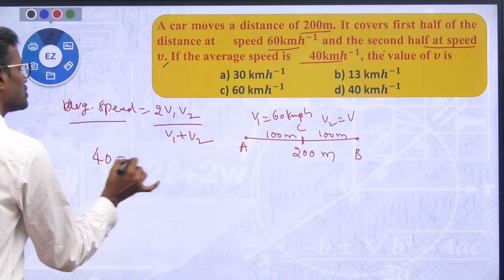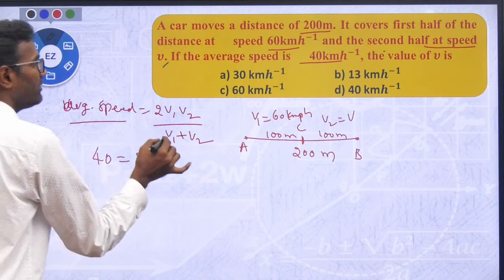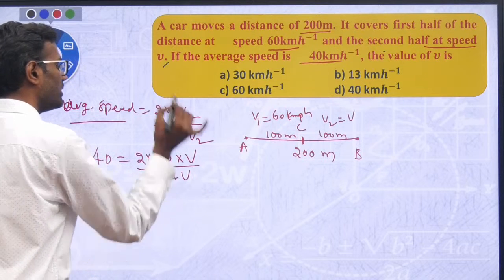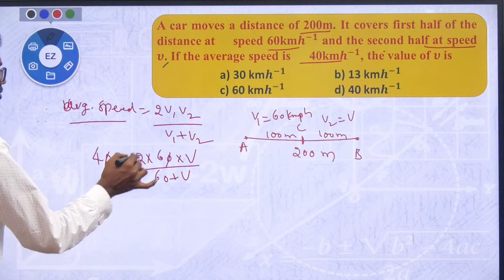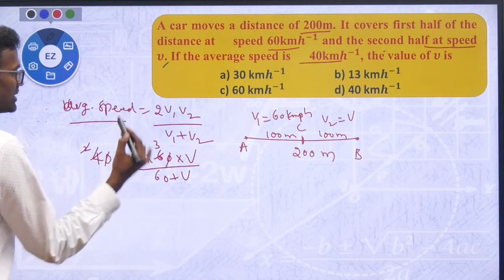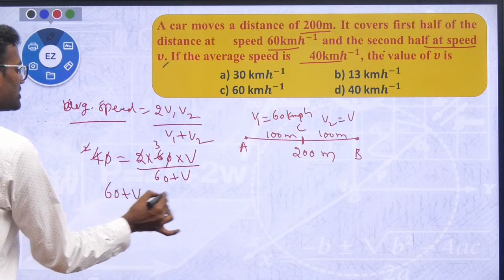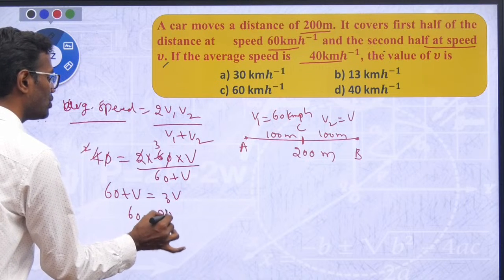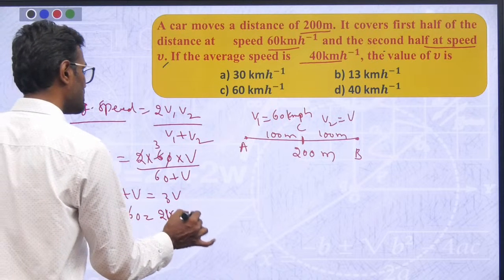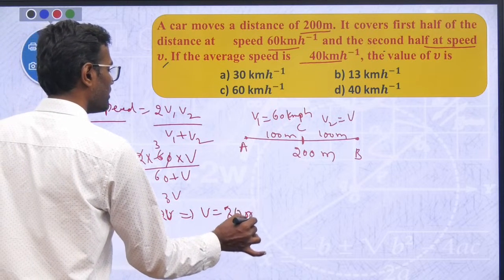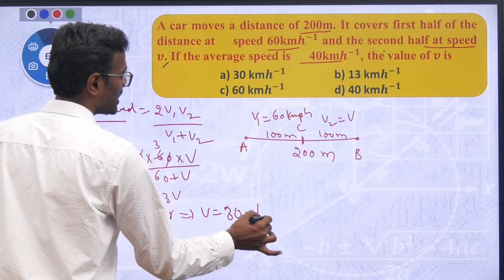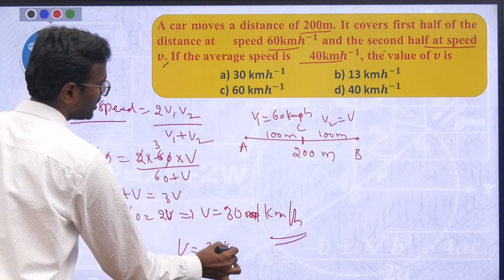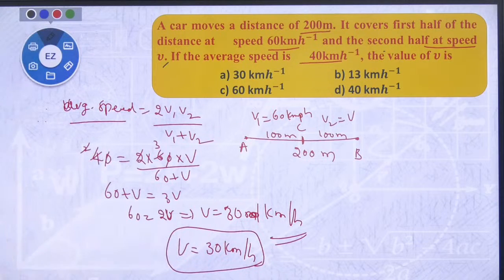40 is equal to 2 times v1, which is 60, times v2, which is v, divided by 60 plus v. So the zero cancels, and 2 ones are 2, 2 twos are 2, 2 threes are 2. Now do cross multiplication. 60 plus v is equal to 3v, then 60 is equal to 3v minus v, that will be 2v. So 2v is equal to 60, then what is your answer? V is equal to 30, of course, we will get the answer in kilometer per hour. So v is equal to 30 kilometer per hour. This is your answer.